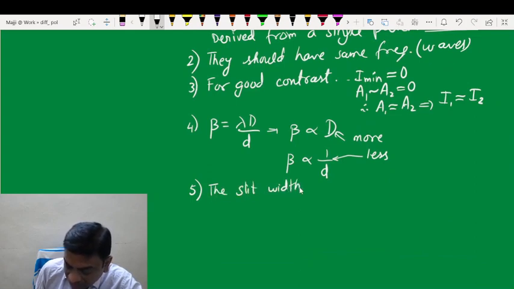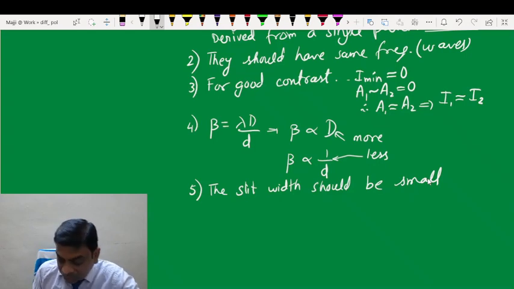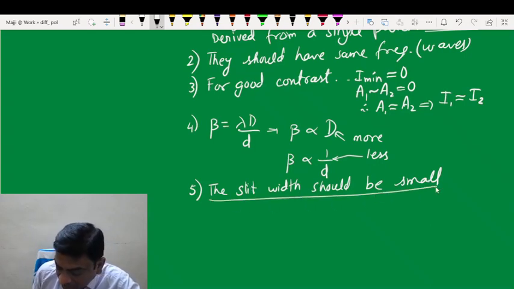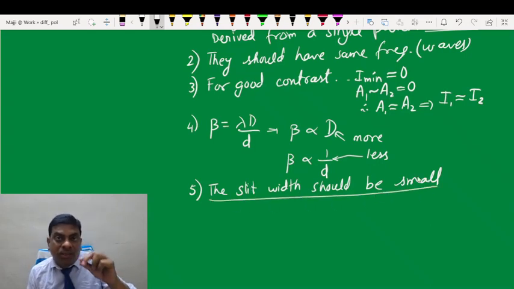The slit width should be small, because if that is the case, then what will happen? The sources will be just like point sources, and we'll have an exact interference pattern.